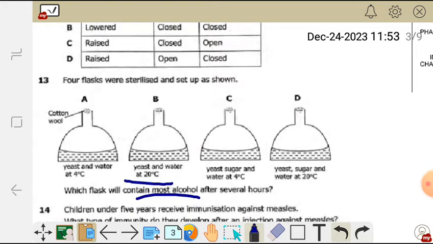When you look at flask B here, we have yeast and water only. So sugar is missing, and here no fermentation will take place. Why? Because sugar is missing. Yeast works on sugar, and water is needed for fermentation to take place, and alcohol will be formed at optimum temperature. So the correct answer there is D.